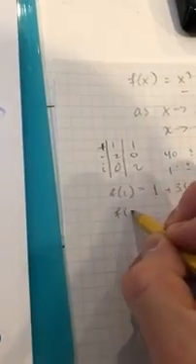Okay, if I use f of 2, Leia's turning her back to me now. I think she's getting sick of this math. Hopefully you're following along just fine.